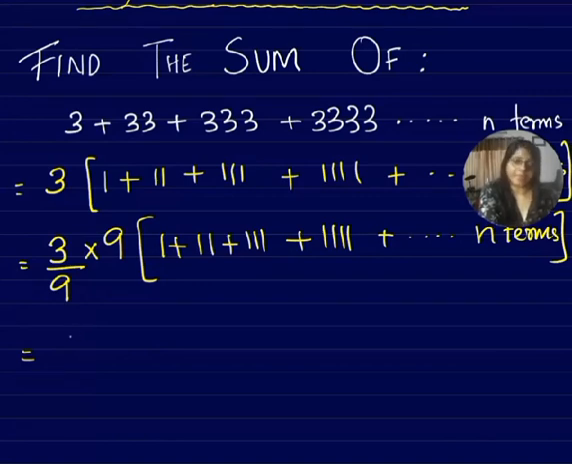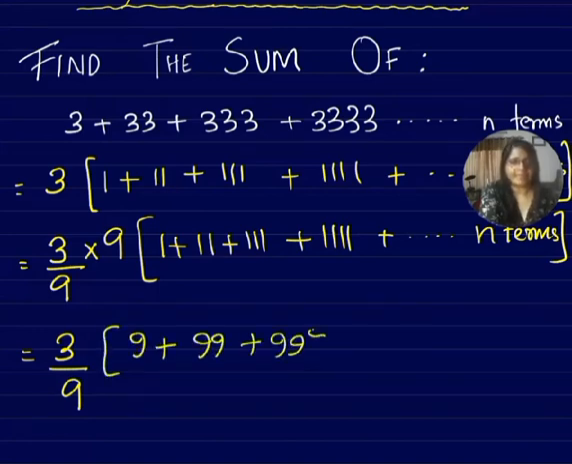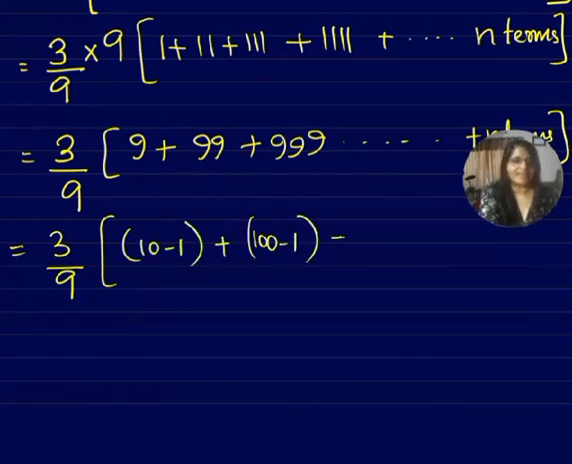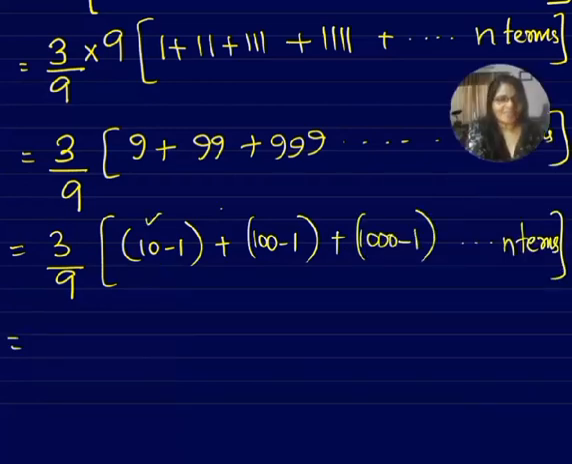So what we can do next is take that 9 inside. When you multiply throughout, you will end up with 9 plus 99 plus 999 etc., up to n terms. We can change this 9 as 10 minus 1, 99 as 100 minus 1, 999 as 1000 minus 1. Can you see this geometric sequence now? Let's write that together.